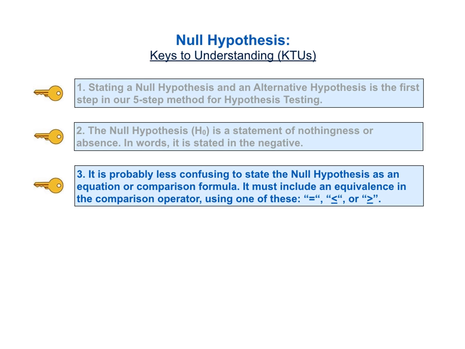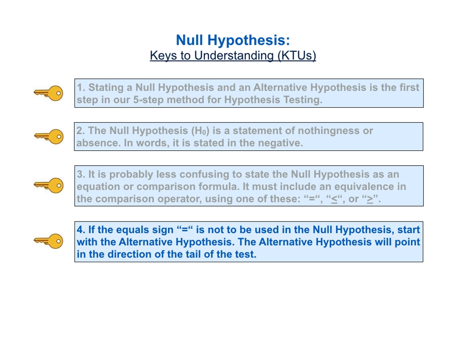The third KTU is it is probably less confusing to state the null hypothesis as an equation or comparison formula. That must include an equivalence in the comparison operator using one of these: equal to, less than or equal to, or greater than or equal to.